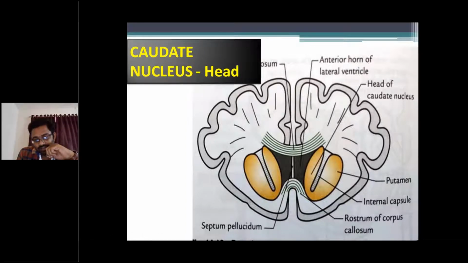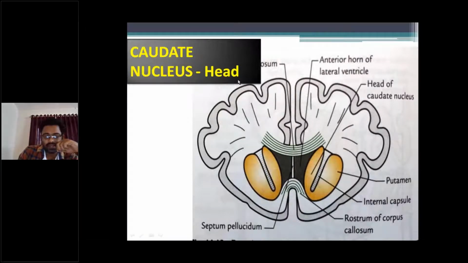See in this picture, this is the head of the caudate nucleus and this is the putamen. The head of the caudate nucleus and putamen are connected below by a mass of gray matter. This is the internal capsule. Below the internal capsule, this mass of gray matter connects the head of the caudate nucleus and putamen, right?